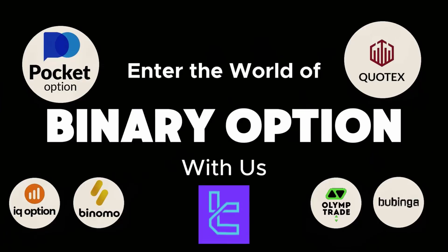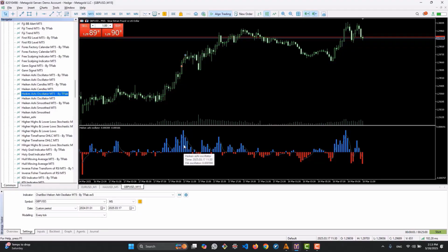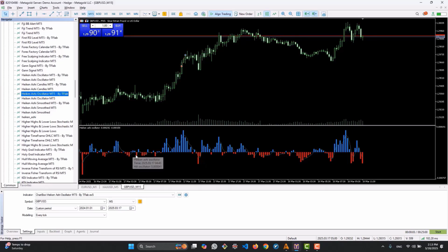Values in blue. And when the Heiken Ashi candles are bearish, we have histograms in red with negative values. Additionally, a moving average is also applied to these histograms, which can be adjusted in the input settings.